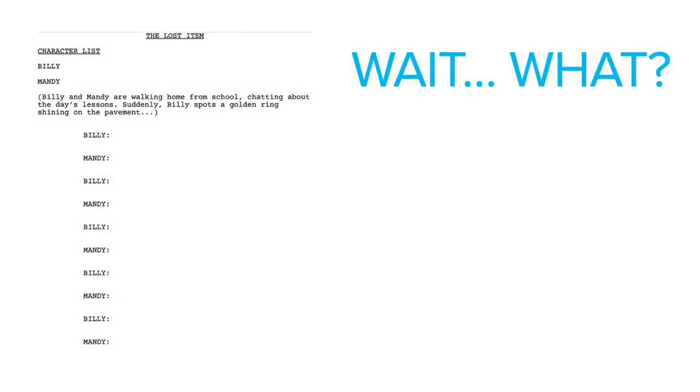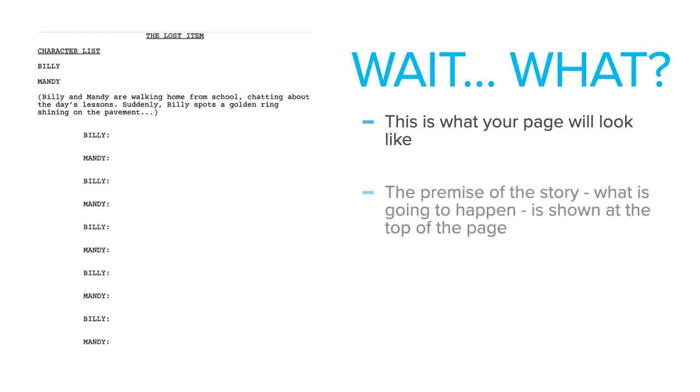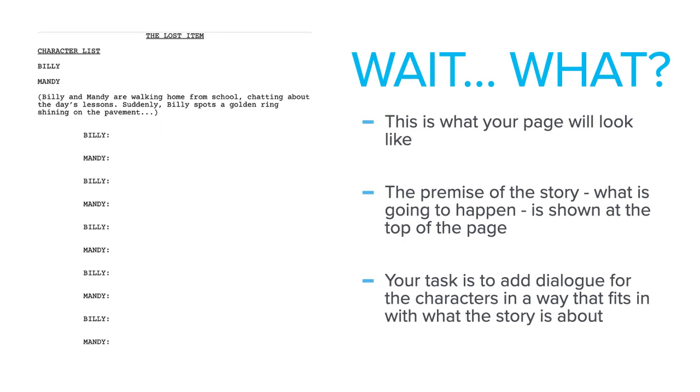Alright, so if you need a little bit more advice, this is kind of what it's going to look like when you go on and you find it. So you're looking for something that looks a little bit like this picture here. This is what your page is going to look like. So the premise of the story, what's going to be happening, is written at the top, and you'll see that next to the character names, all the spaces are blank. So you're going to have to go in and type or write your own dialogue. You're going to think about what the characters might be saying to each other and come up with it and add it in yourselves. So pause the video and have a go at that just now.